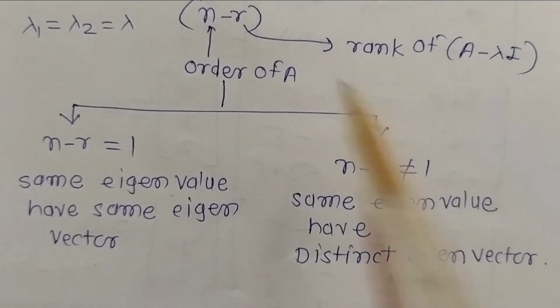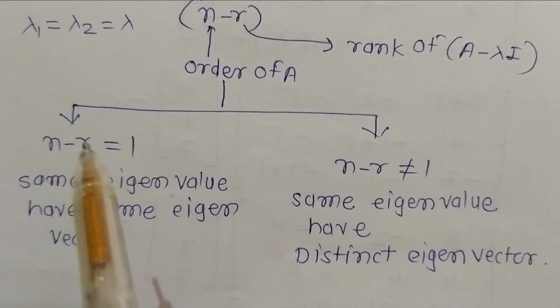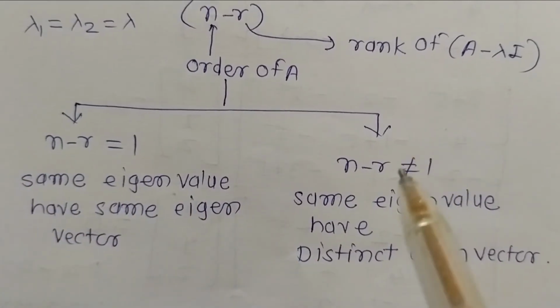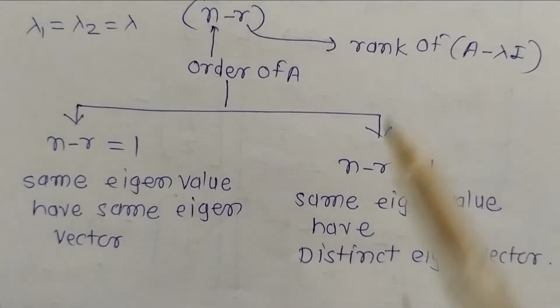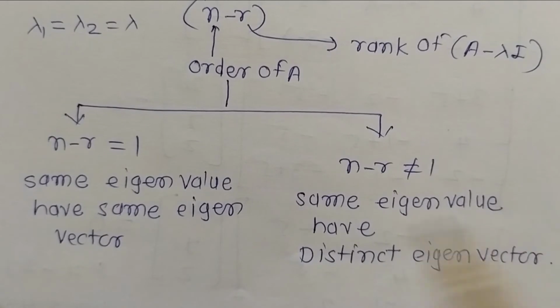Here n is the order and r is the rank. When n minus r is equal to 1, only the same eigenvalue has the same eigenvector. When n minus r is not equal to 1, all numbers are possible, and the same eigenvalue has distinct eigenvectors.